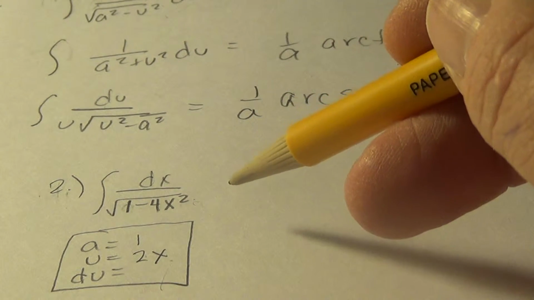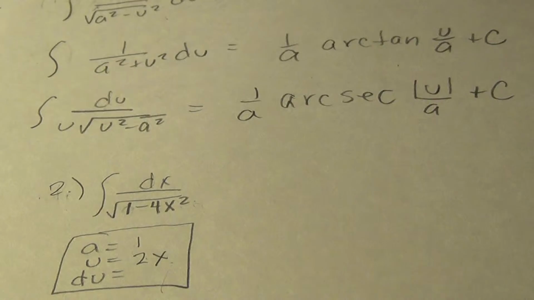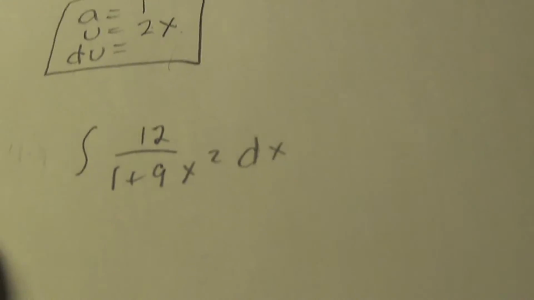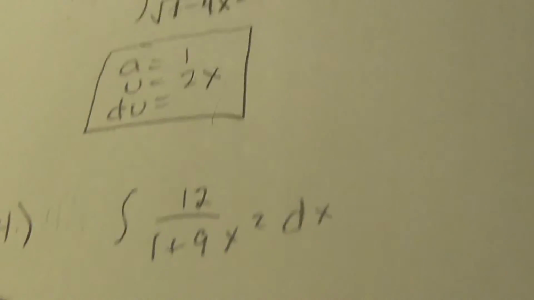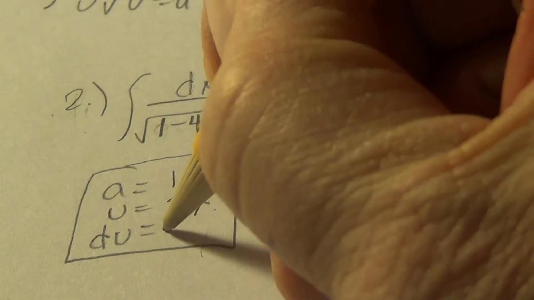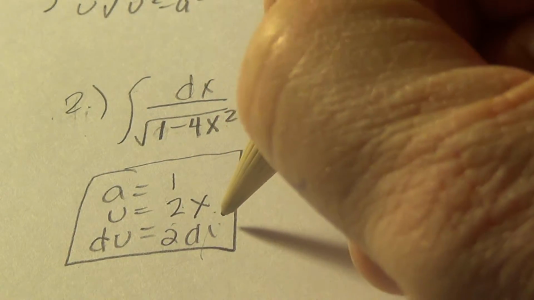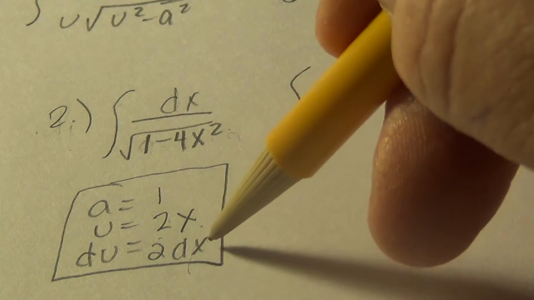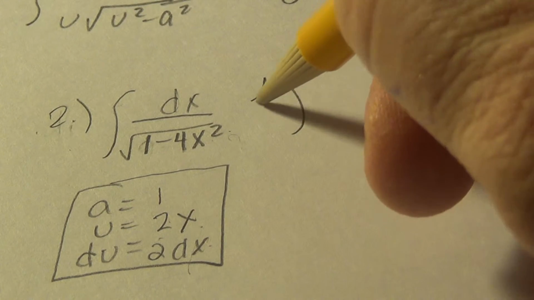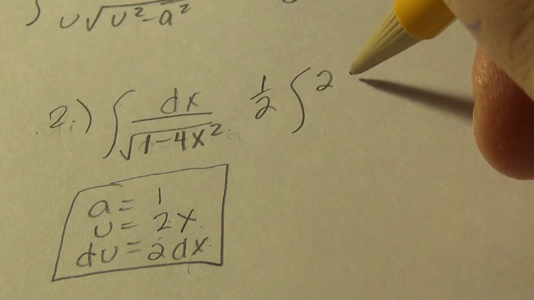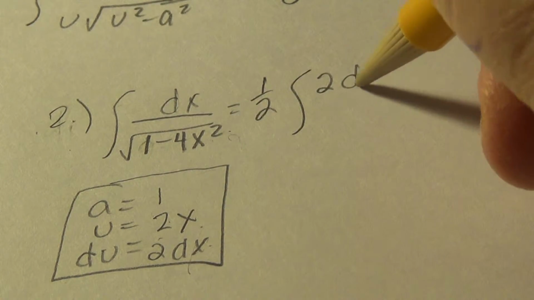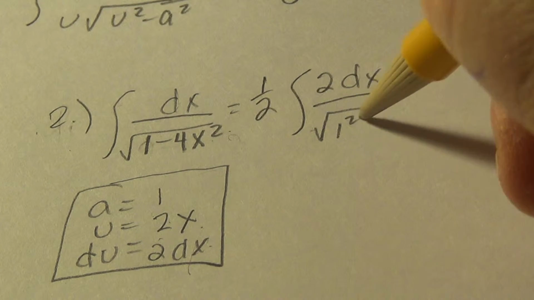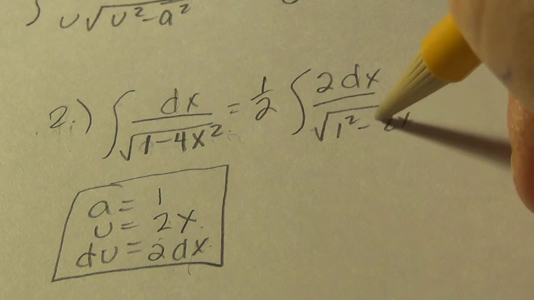So now, in addition, let's have the du. Let me see if I can get this a little better. The du is just 2dx. And if I go back up here and substitute everything in, I need a 1/2 out here, a 2 in here, 2dx, and this can remain like 1 squared minus 2x quantity squared.